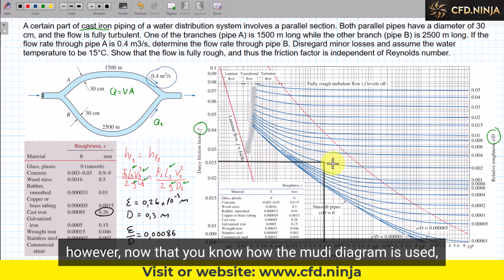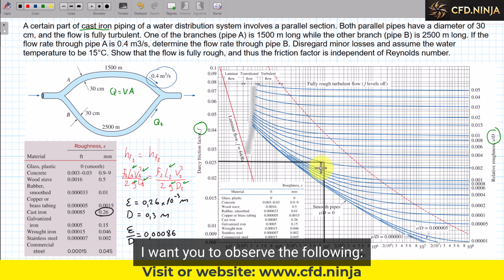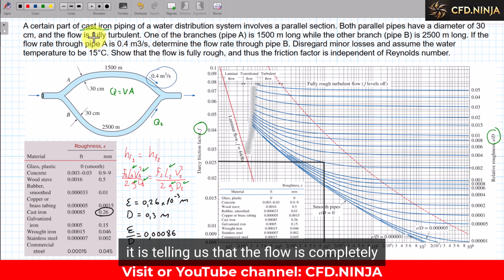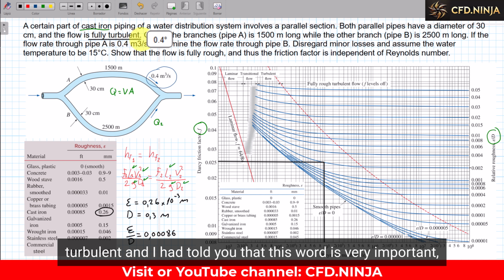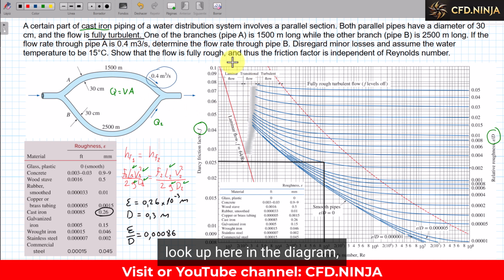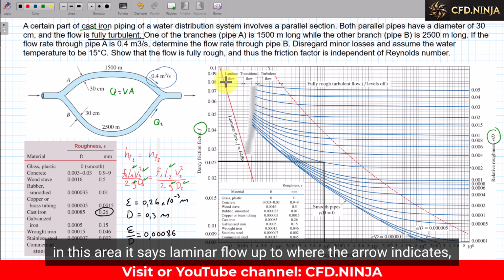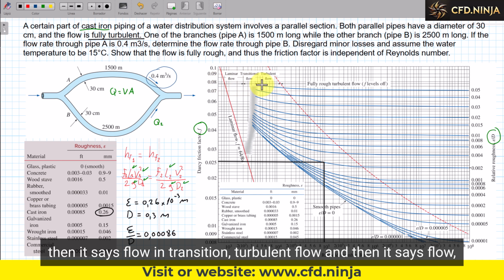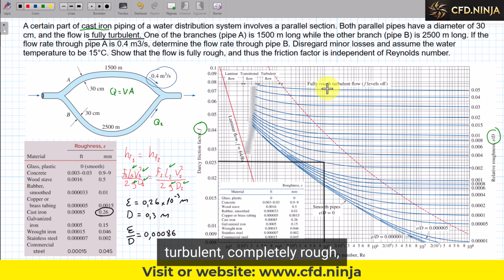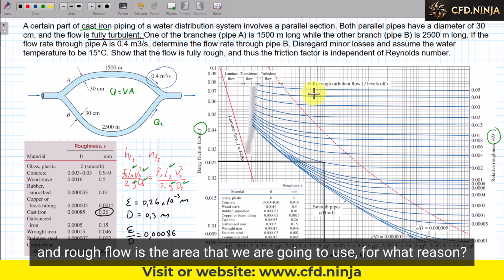However, now that you know how the Moody diagram is used, I want you to observe the following. It is telling us that the flow is completely turbulent, and I had told you that this word is very important. Look up here in the diagram. In this area, it says laminar flow up to where the arrow indicates, and it says flow in transition, turbulent flow, and then it says flow turbulent, completely rough. So this part of totally turbulent and rough flow is the area that we are going to use.